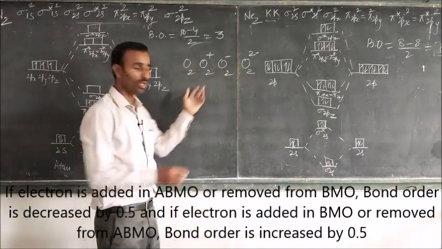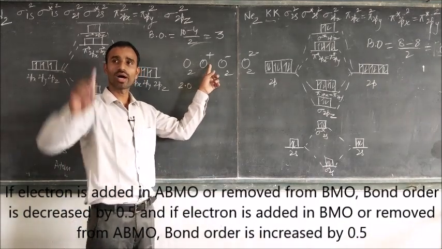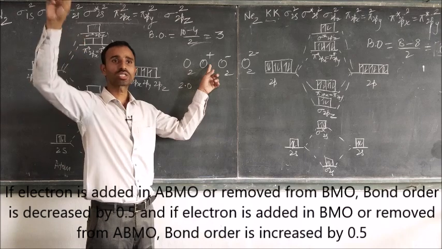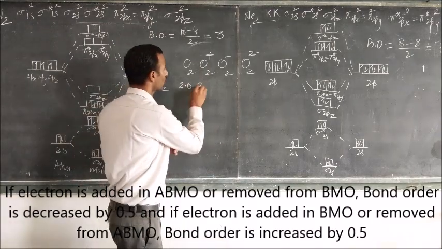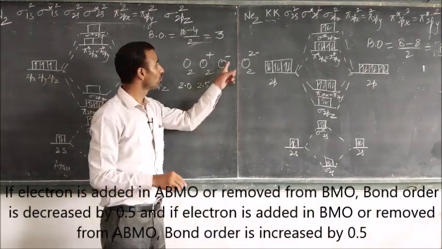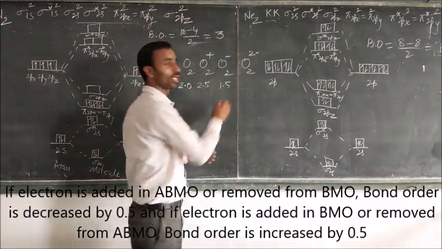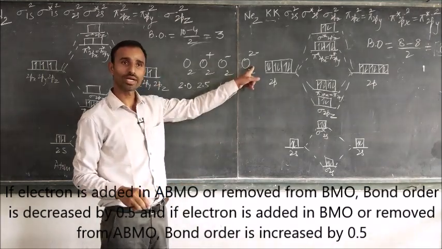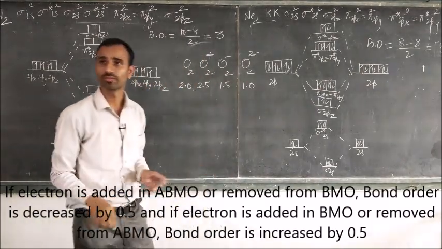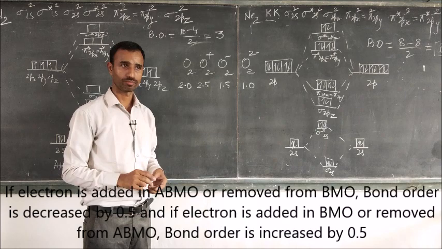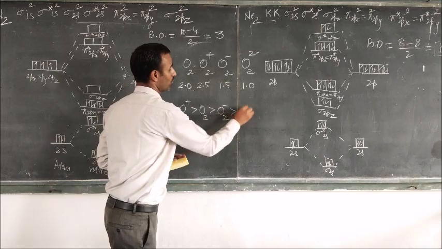Now in the case of O2, O2 has bond order 2. For O2 positive, which one is the highest occupied molecular orbital? Pi star 2px and pi star 2py. So we remove an electron from antibonding, so bond order is increased by half. For O2 negative, we add an electron in antibonding, so bond order is decreased by half. For O2 2 negative, 2 electrons are added in antibonding, so bond order is decreased by 1. So this is the bond order: O2 positive is maximum, then O2, then O2 negative and then O2 2 negative.